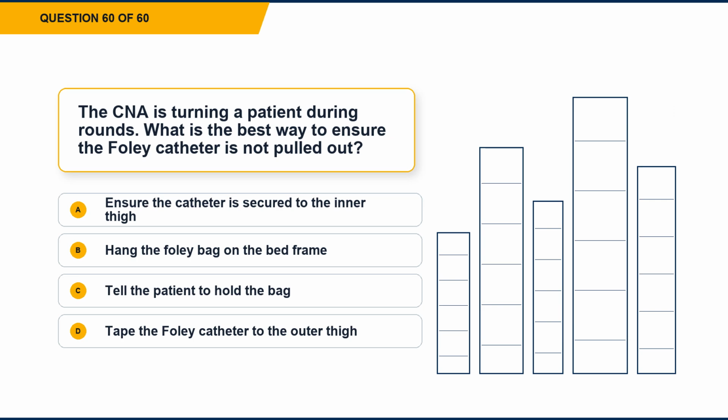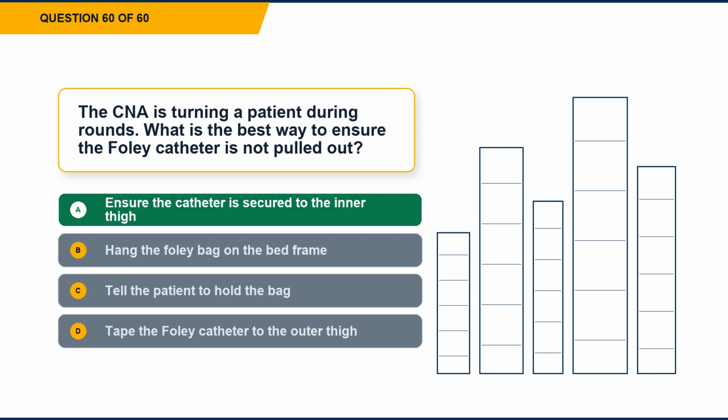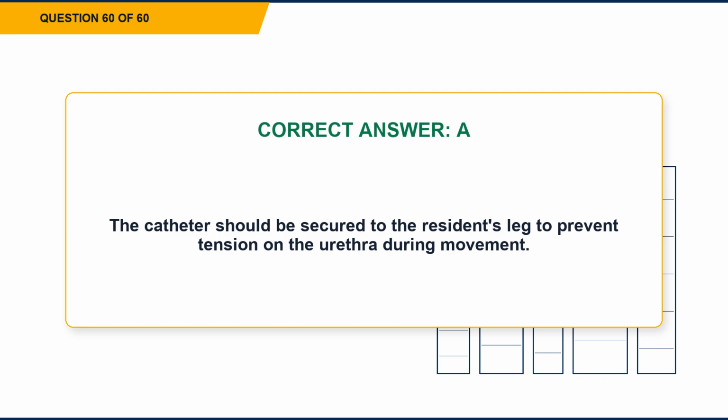Question 60. The CNA is turning a patient during rounds. What is the best way to ensure the Foley catheter is not pulled out? Option A, ensure the catheter is secured to the inner thigh. Option B, hang the Foley bag on the bed frame. Option C, tell the patient to hold the bag. Option D, tape the Foley catheter to the outer thigh. The correct answer is option A, ensure the catheter is secured to the inner thigh. Explanation: the catheter should be secured to the resident's leg to prevent tension on the urethra during movement.